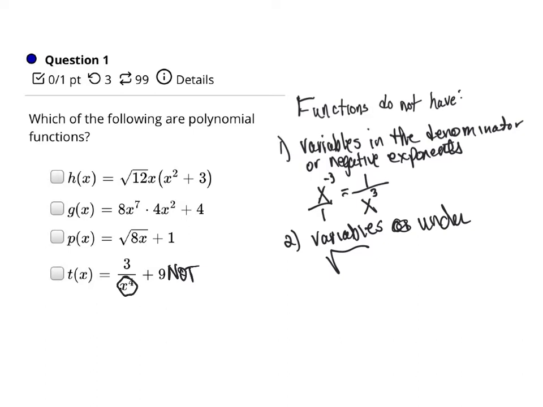So right here, now we have to be very careful. If you look right here on this first one, the 12 is the only thing that's under the radical. The x is not under the radical. So that one is good. So this is one. Then let's look at the next one. There's no negative exponents. There's no variables in the denominator. There's no radicals. So this is a good one. This is a function. Then if you look at this one right here, it's the 8 and the x. So there's a variable underneath the radical. So this one is not. So it's just those two.